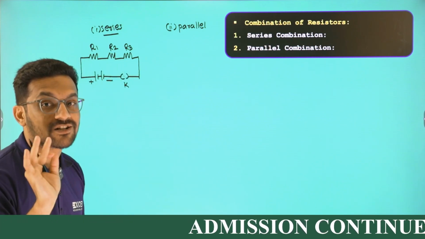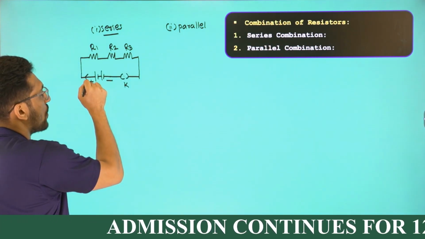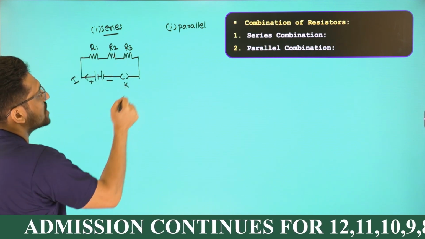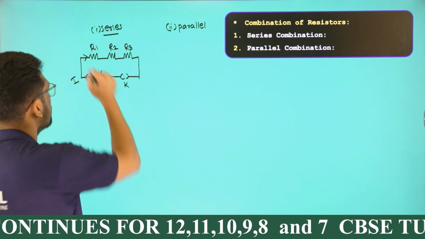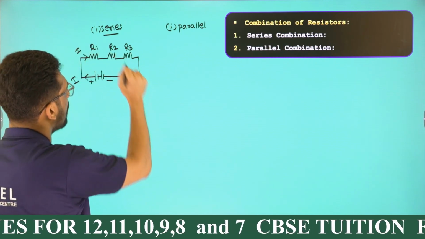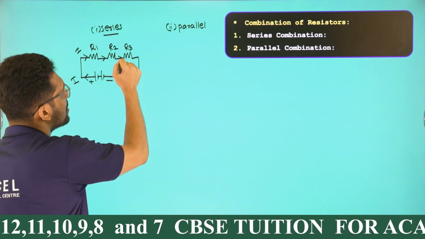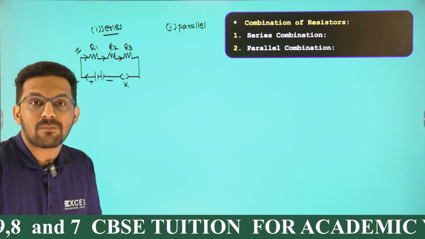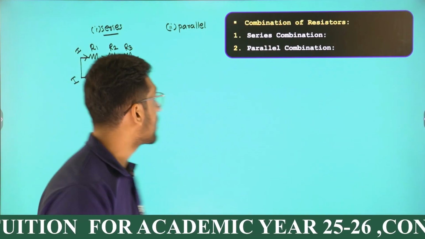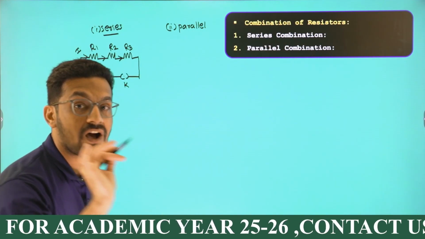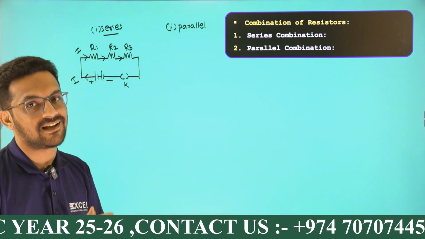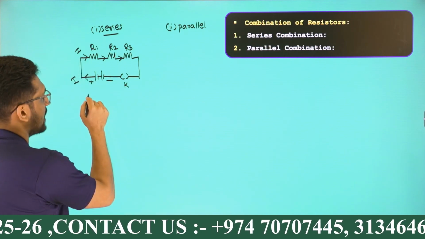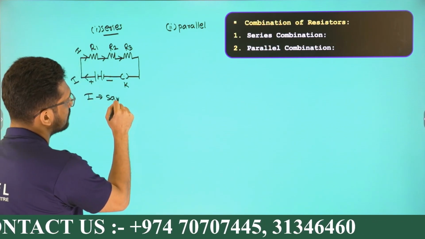So I'm going to mark the direction of current. Current is coming from the positive terminal to the negative terminal. So the same value of current I is passing through R1, R2 and R3. Why? Because there are no branches. If there is no branch, current will not be splitting. So you can say R1, R2, R3 are in series. Understood? Okay, I'm going to write that current is same.